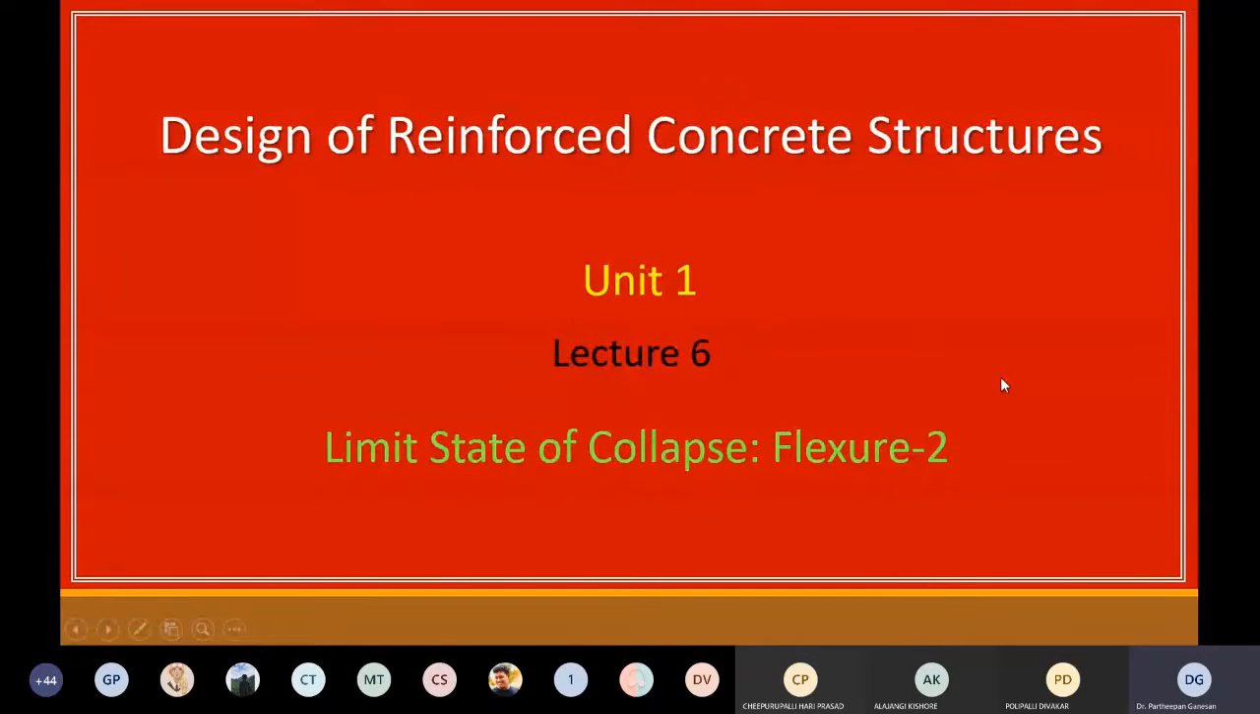So, design of reinforced concrete structure, first unit is the introduction. In that, we are going to have lecture 6 on limit state of flexure 2.